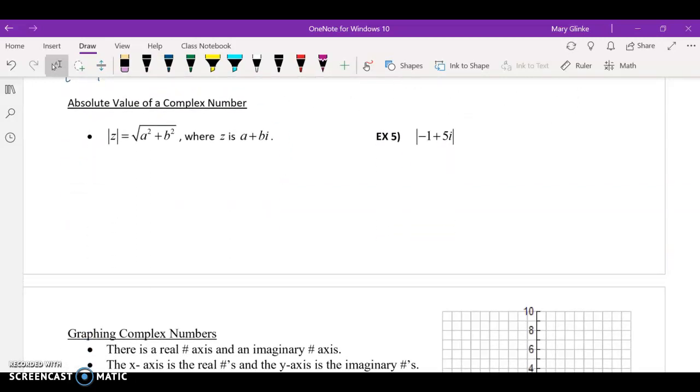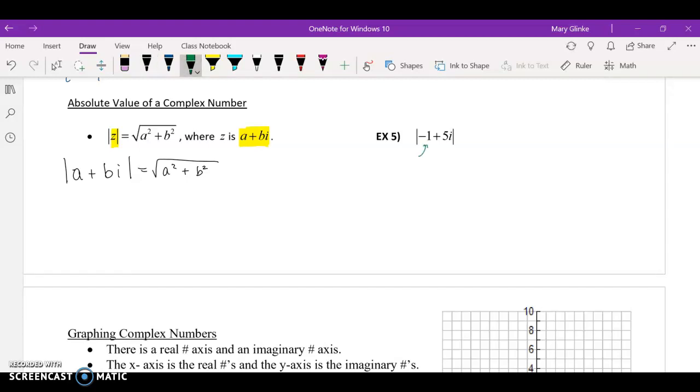Another application is actually finding the absolute value of complex numbers. So z is going to be a complex number. It's going to be whatever a plus bi is. If you're trying to take the absolute value of an imaginary number, it's not going to work the same as just taking the absolute value of normal real numbers. So what you're going to have to do is identify the real part and the imaginary part. If you identify a and b, then you just plug it in here to the square root of a squared plus b squared.